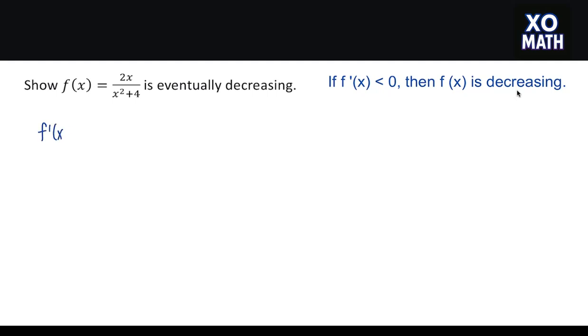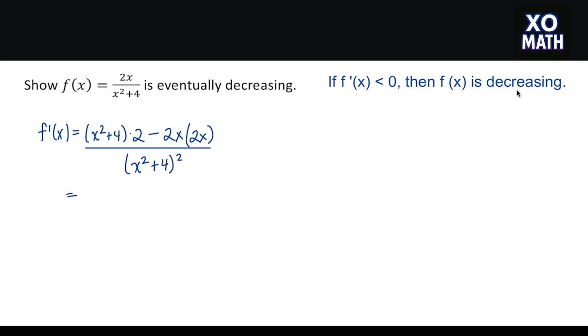So f prime of x, using the quotient rule, is the bottom function x squared plus 4 times the derivative of the top, which is 2, minus the top function 2x times the derivative of the bottom, 2x, all over the bottom squared, x squared plus 4 as a quantity squared.